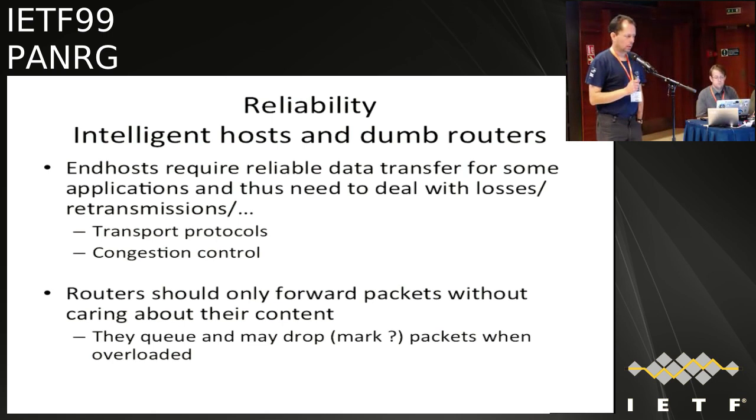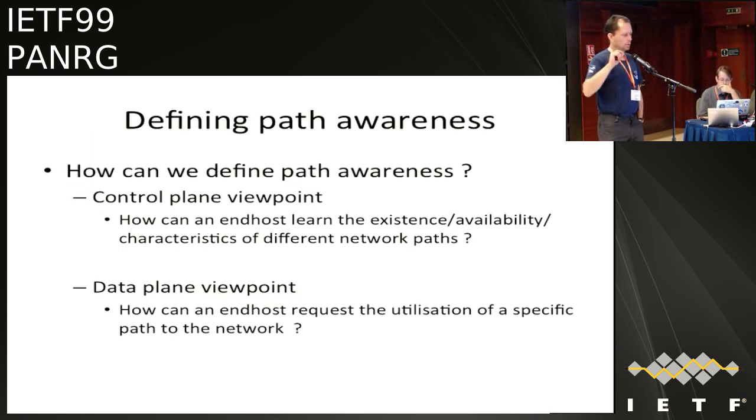So what is path awareness, and how can we define that? There are two viewpoints for path awareness. There is a control plane viewpoint: how can a host learn the existence, the availability, the characteristics of the different network paths that exist inside the network that it can use? And there is the data plane viewpoint: how, as an end host, can I tell the network which path I would like to use to reach a given destination?